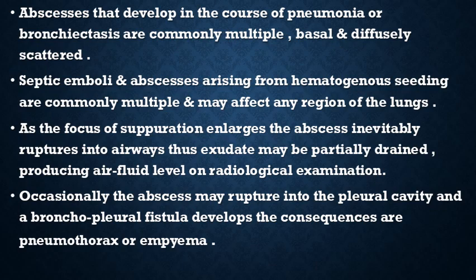Abscesses that develop in the course of pneumonia or bronchiectasis are commonly multiple, according to the site of the bronchiectasis. Where there is bronchopneumonia, abscesses can be multiple, and likewise in bronchiectasis, according to the site of these infections. Septic emboli and abscesses arise from hematogenous seeding, as in bacteremia. They are also multiple and may affect any region of the lung.